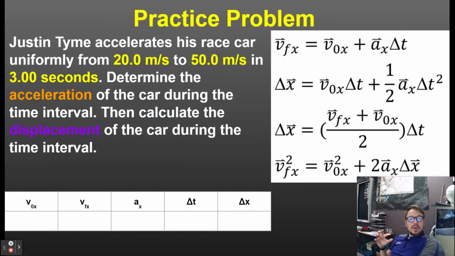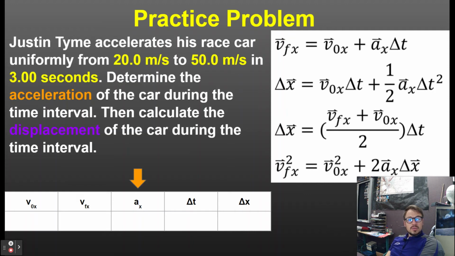So let's just do a quick practice problem. Just in Time accelerates his race car uniformly from 20 meters per second to 50 meters per second in 30 seconds. Determine the acceleration of the car during the time interval. Then calculate the displacement of the car during the time interval. So the first question we ask ourselves is, what variable is this? What are we being asked to find first? We're being asked to find the acceleration.